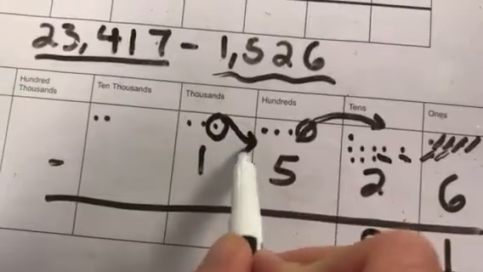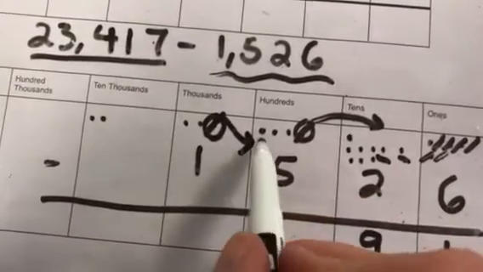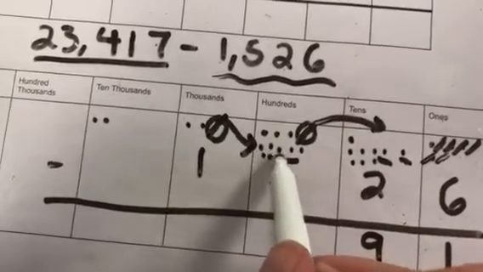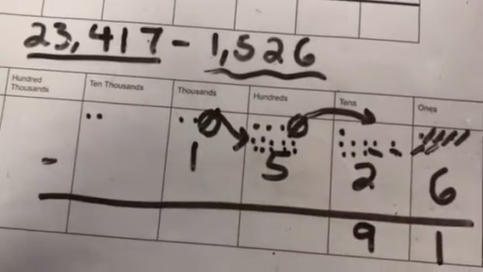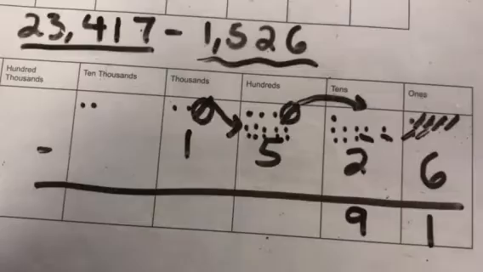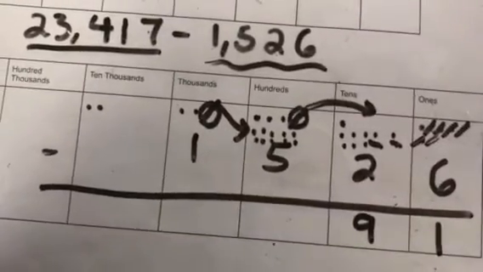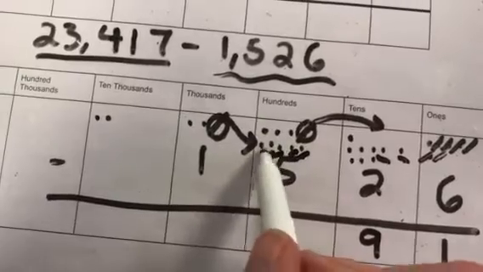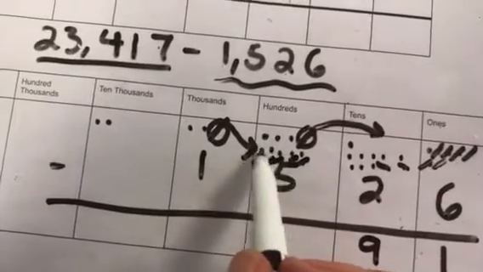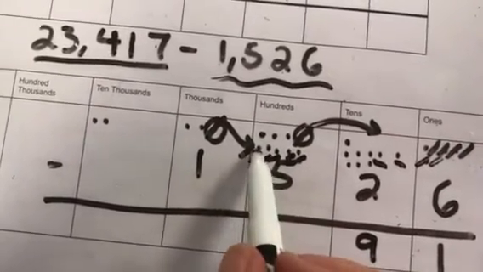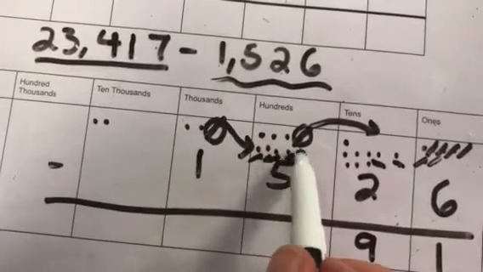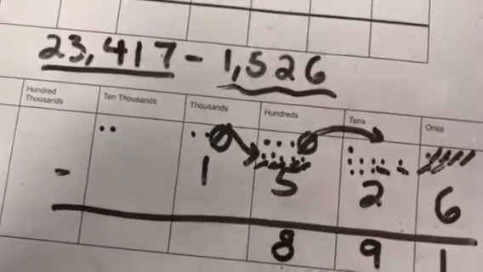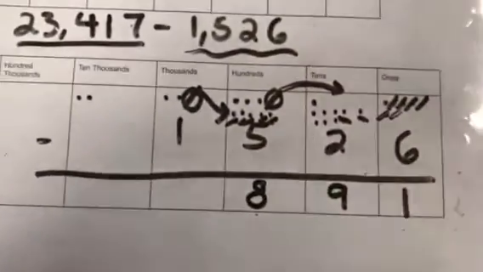So I'm going to take 1,000. I don't have that 1,000 anymore. I'm going to replace it with 10 hundreds. Every time I unbundle, 10. Now I need to take away 5. 1, 2, 3, 4, 5. To see how many I have left, I'm going to count up my remaining dots. 1, 2, 3, 4, 5, 6, 7, 8. I have 8 hundreds left.